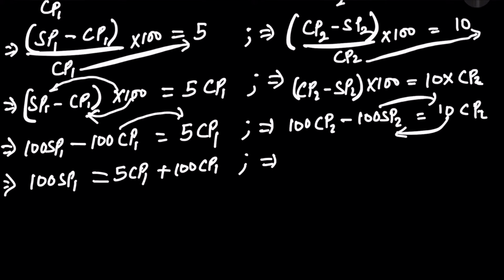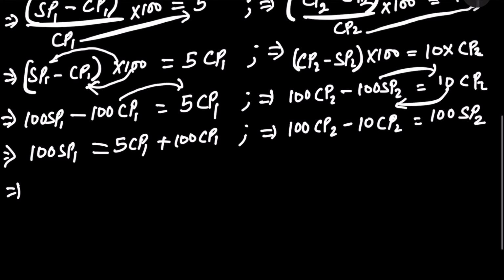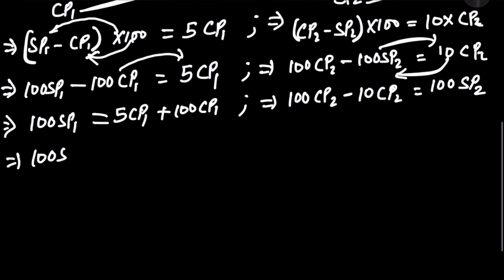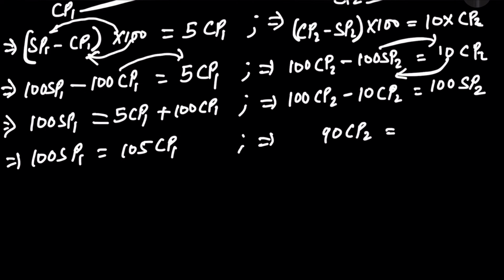Here we will take this one on this side and this one here. So we will add 100 SP2 on both sides and subtract 10 CP2 from both sides, or in simple language we'll just do like this. 10 CP2, the sign will change to negative, and minus 100 SP2 will become positive 100 SP2. So now 100 SP1 is equal to 105 CP1, and here 100 minus 10 is 90 CP2 equals 100 SP2.